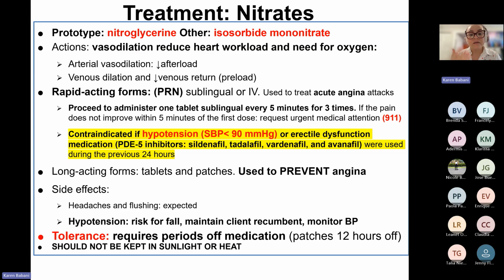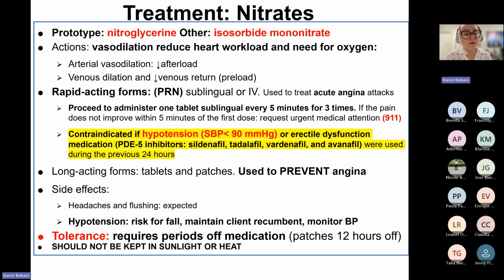They vasodilate, reducing the workload and the need for oxygen. This is how they work. Obviously, if you vasodilate, you reduce the afterload. There's not that much pressure that the blood needs to encounter. The vessels open, and the blood can pass nice and easy.